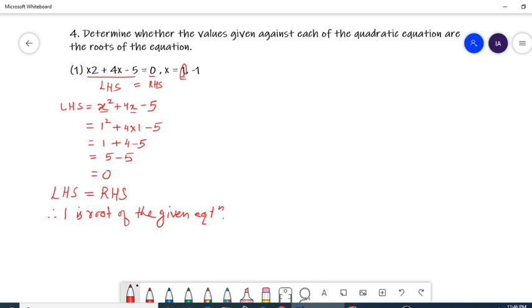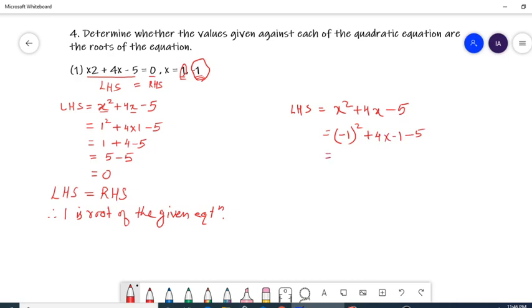Similarly, now I'm going to substitute minus 1 in order to verify whether minus 1 is a root of the given equation or not. So again, I need to take my left hand side of the equation, which is x square plus 4x minus 5. This time I'll substitute my second number, that is minus 1, in the place of x. So here I'll take minus 1 whole square plus 4 into minus 1 minus 5.